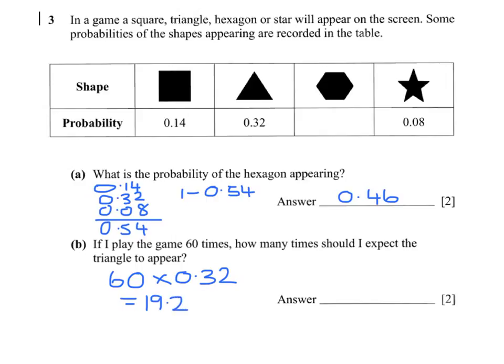And you have a choice here. Because we're playing a game, we can't expect to see a triangle a fraction of a time. So we can either give the answer 19 or 20. I'm going to give the answer of 19.